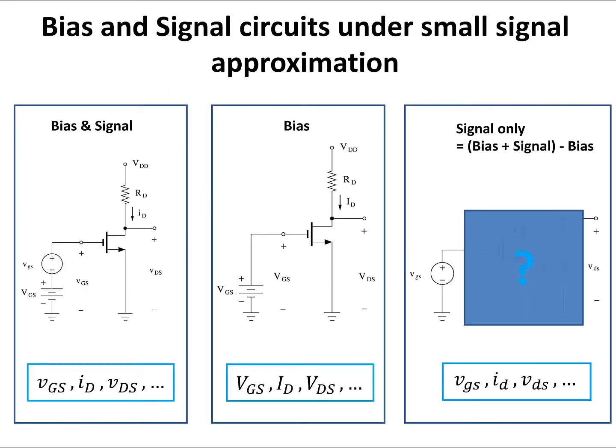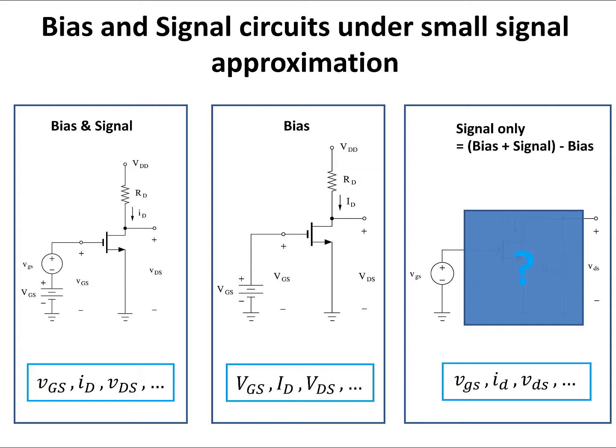So far we have seen that under small signal approximation, that means when the amplitude of the VGS is small enough, we can write the voltages and currents as summation of two terms. One of them is the bias component of that voltage or current, and the second one is the signal component of that voltage or current. That means we can find the bias component of the voltage or current separately by solving the bias circuit, and find the signal component of the voltages and currents separately by solving the signal circuit.